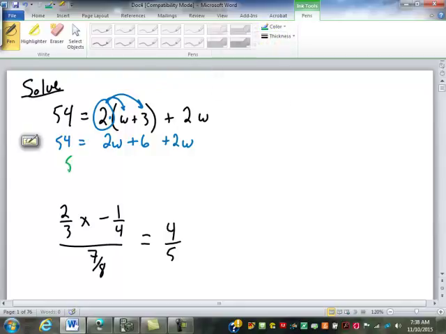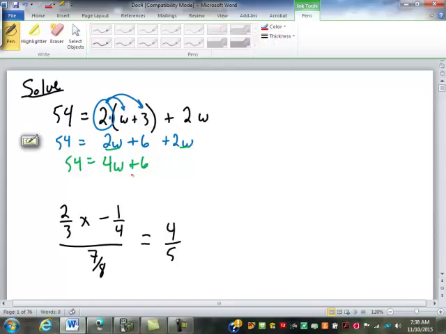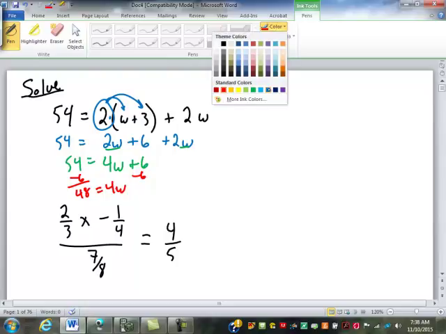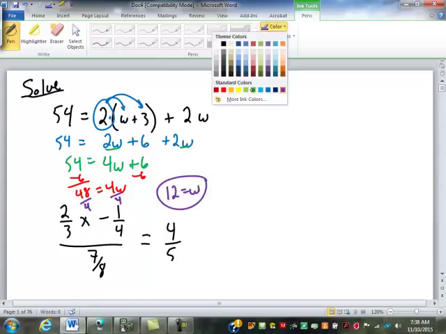Then combine 2W and 2W is 4W plus 6. And then subtract 6. 48 equals 4W. And then divide by 4. W equals 12 or 12 equals W. Any questions there?